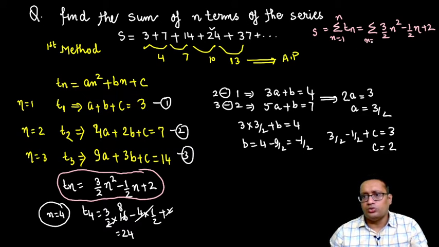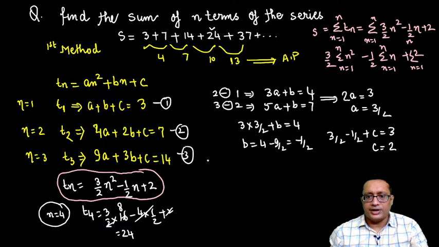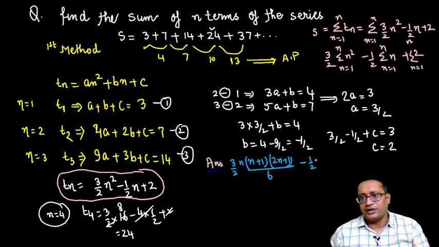The sigma operator, as you know, is distributive: 3 by 2 sigma n square, n is equal to 1 to n, minus half sigma n, n is equal to 1 to n, plus sigma 2, n is equal to 1 to n. So I am writing the answer here. What will the answer become? See this: 3 by 2 times n into n plus 1 into 2n plus 1 by 6, minus half n into n plus 1 by 2, and for this 2 it becomes twice n, because 2 is added n times, so it becomes 2n.